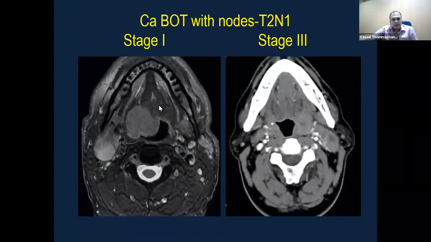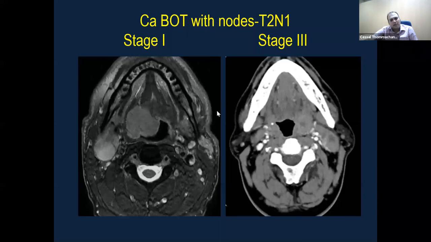Now, this is another patient, again a patient with base of tongue. You can see a well-defined, homogeneously enhancing lesion with a node. This is a P16 positive tumor. So the P16 positive tumors are more intensely enhancing, more homogeneous and more defined compared to the heterogeneously enhancing, ill-defined tumors that occur in P16 negative oropharynx. So this is again a T2N1, stage 1, but if it is P16 negative, that is the more common oropharyngeal lesion, it becomes a stage 3 disease.